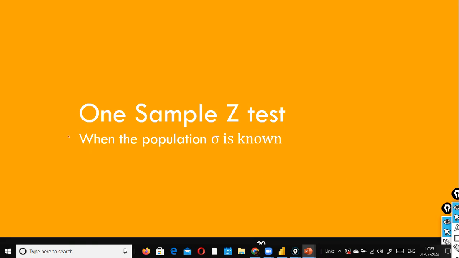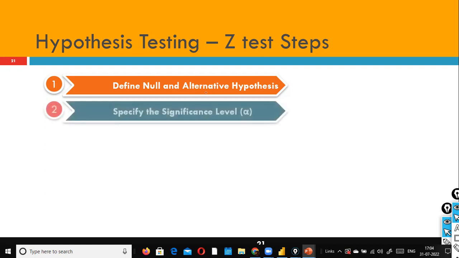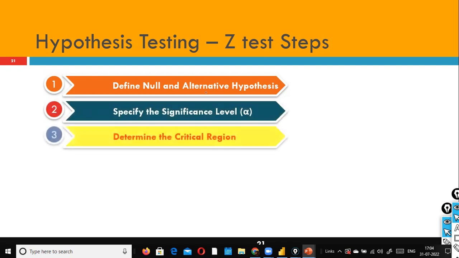If you know the population standard deviation, then you can do a z-test. So what are the steps involved in conducting the z-test? Whether it's a z-test or t-test, the first step is to define the null and alternative hypothesis and specify the significance level alpha. The next is to determine the critical region. Nowadays we don't use it, instead we use the p-value. Anyhow, it is good to know the critical region, because some interviews will ask you this also.